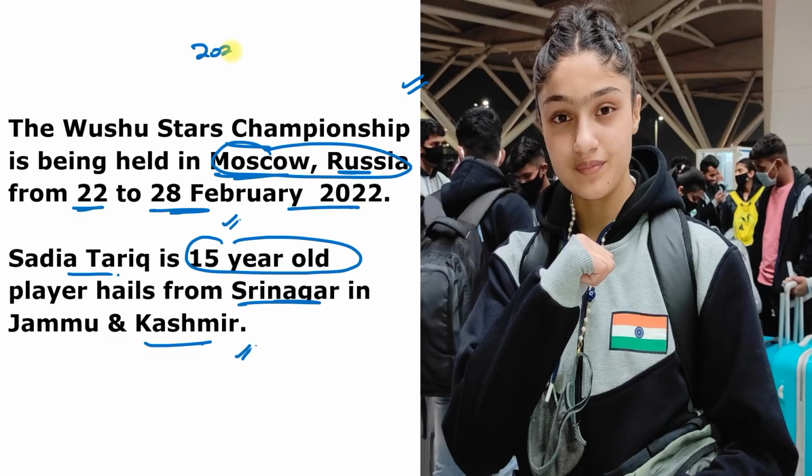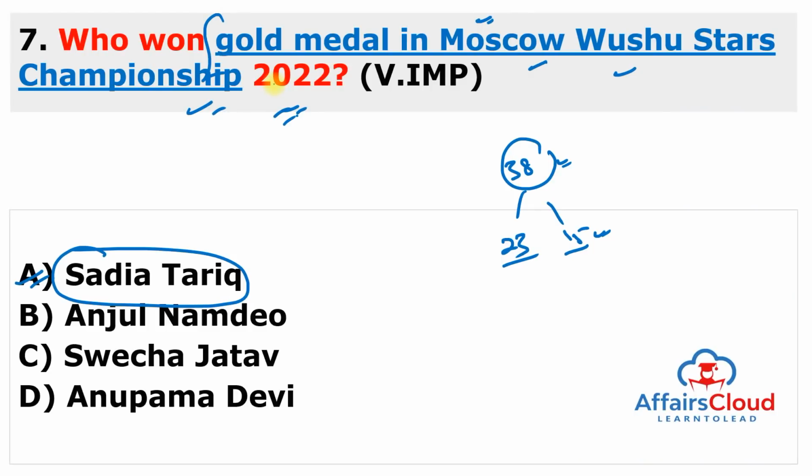Even in 2021, she secured 2 gold medals. One is in 20th Junior National Wushu Championship, which was held at Lovely Professional University in Punjab in Jalandhar, and 19th Junior National Wushu Championship, which was held in Haryana. So you have to remember, in 2021, she also won 2 gold medals. Now in 2022, in the starting, she also won 1 gold medal in the Moscow Wushu Stars Championship. And you can also remember, this Wushu Star Championship was organized or hosted by Moscow, Russia. So answer of this question is Sadia Tariq.